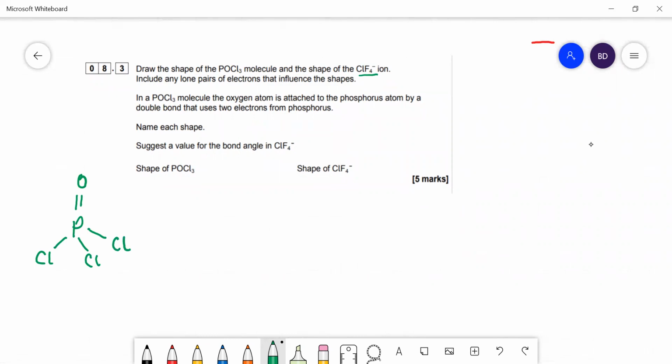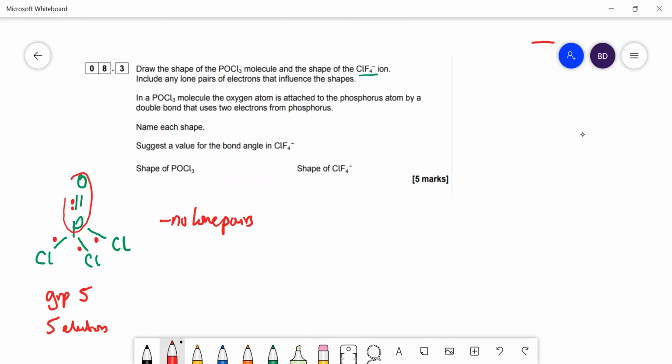Which group in the periodic table is phosphorus in? It's in group 5, isn't it? So it's got 5 electrons in its outer shell. Now it's going to be using 1 electron in that bond, 1 electron in that, 1 electron in that, and it's going to be using 2 electrons in the double bond. So that's all 5, so there's no lone pairs. With a double bond, we just treat that as a single bond when we're using shapes of molecules. So essentially we've got 4 bonding pairs. Whenever you have 4 bonding pairs, the shape is going to be tetrahedral.